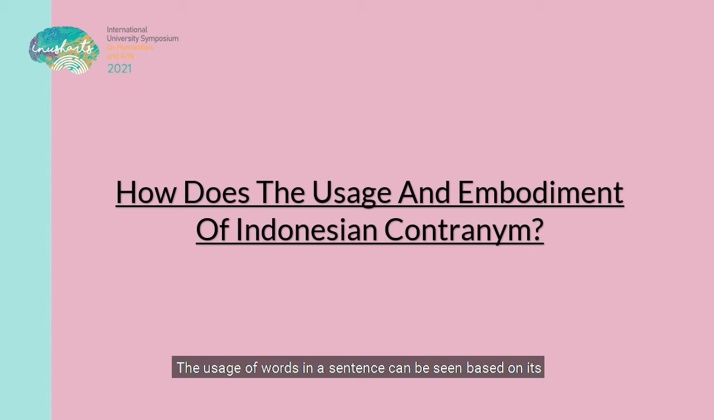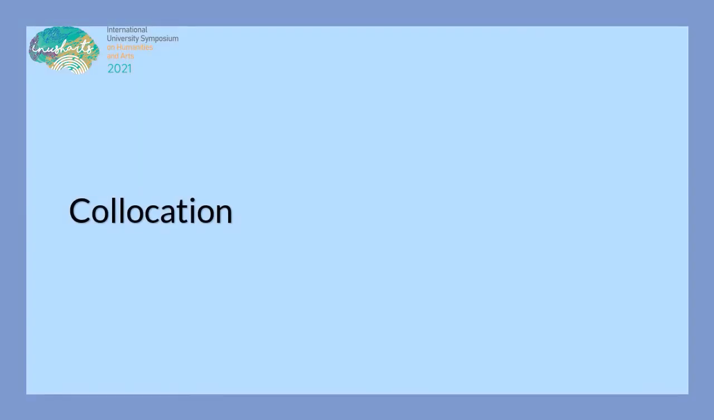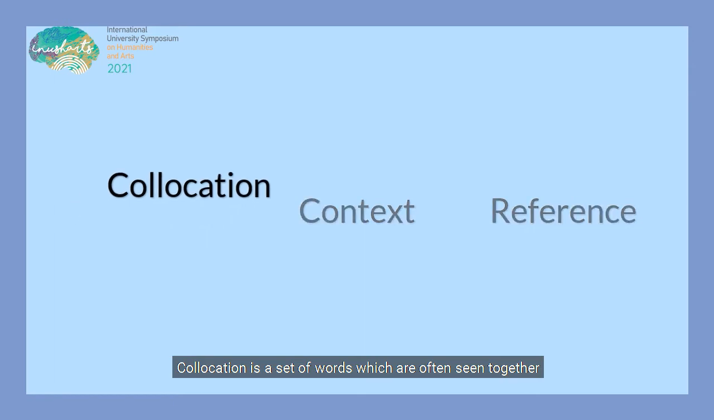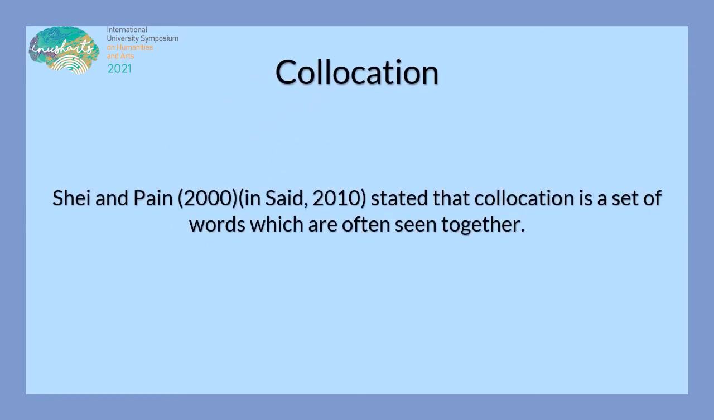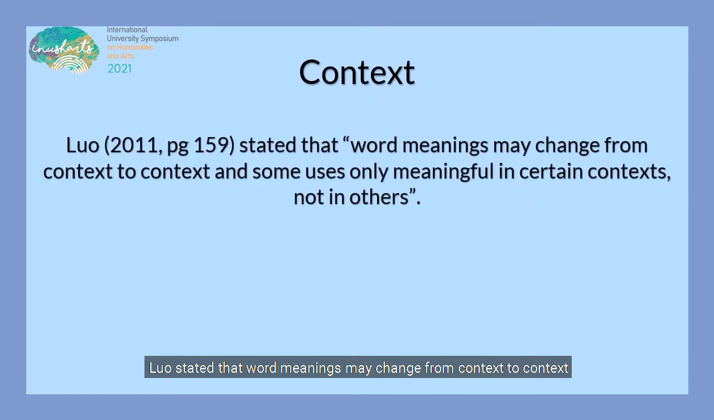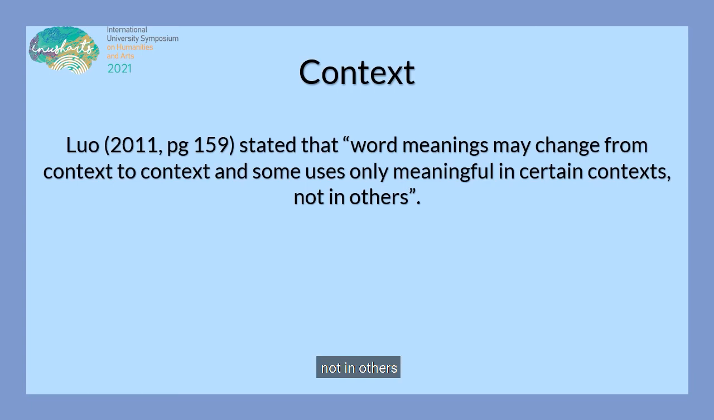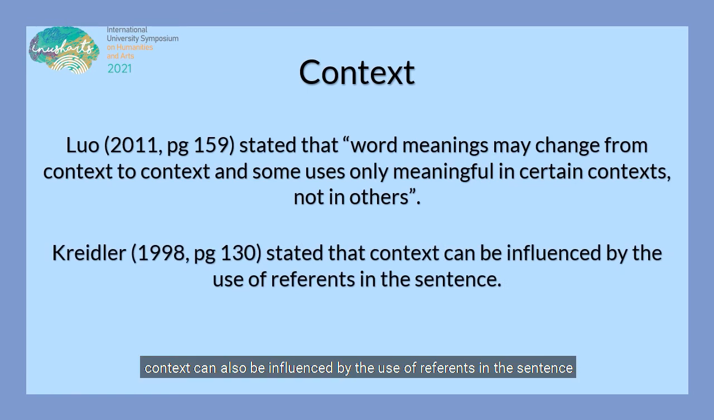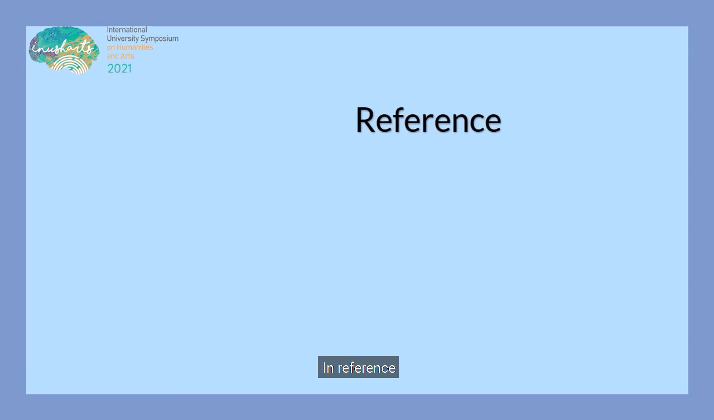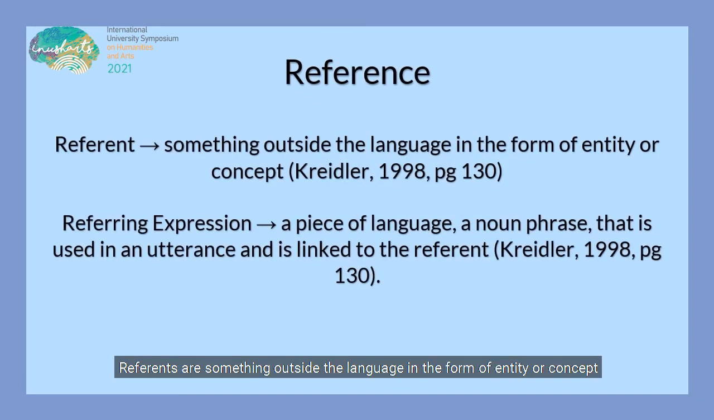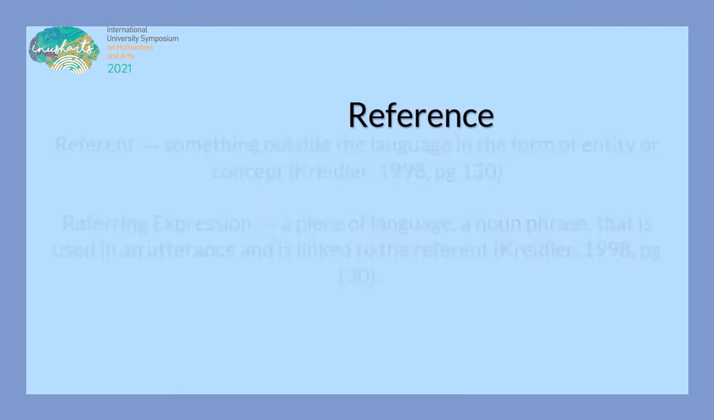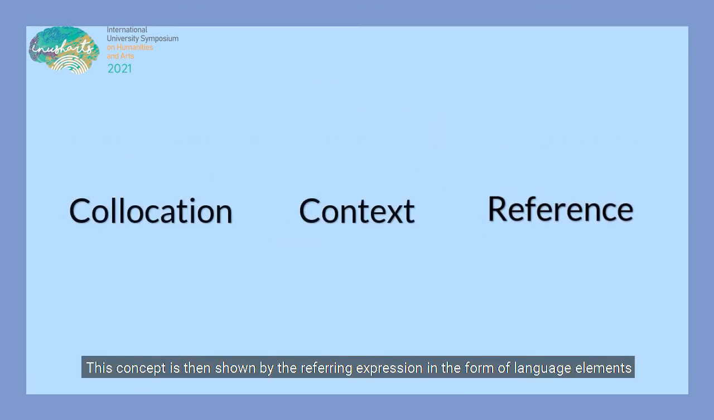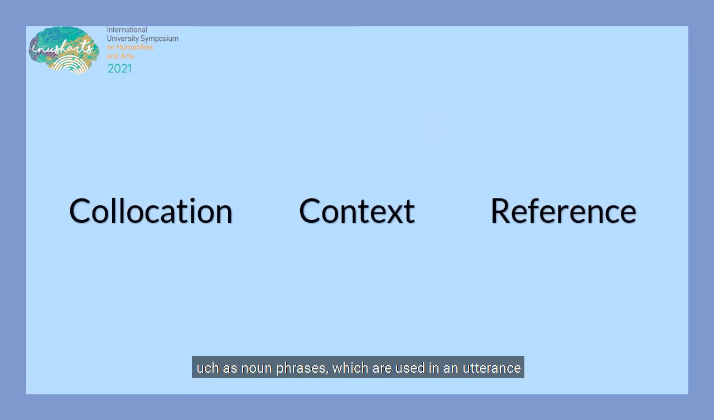The usage of words in a sentence can be seen based on its collocation, context, and reference. Collocation is a set of words which are often seen together. Luo stated that word meanings may change from context to context and some uses are only meaningful in certain contexts, not in others. As Kreidler said, context can also be influenced by the use of reference in the sentence. Reference is something outside the language in the form of entity or concept. This concept is then shown by the referring expression in the form of language elements such as noun phrases which are used in an utterance.